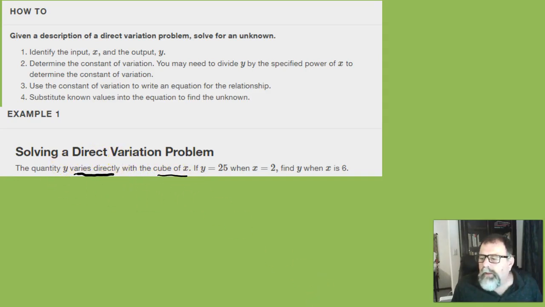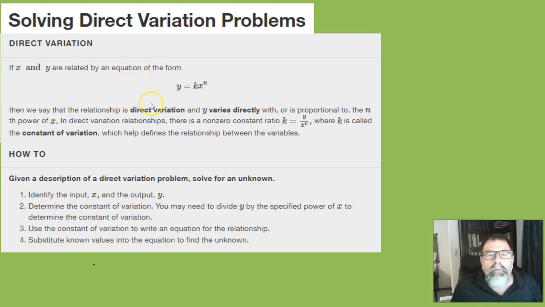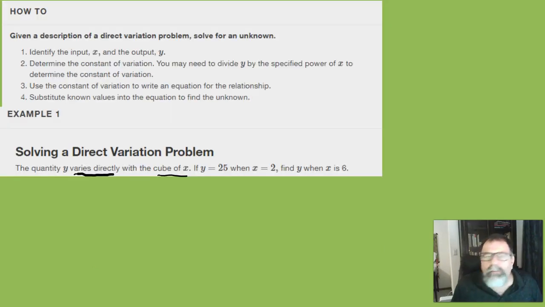So let's go back. This is the equation, the model for direct variation. y varies directly as the cube of x, so we're going to put x cubed here. So it'll be y equals kx to the third. We immediately translate that.